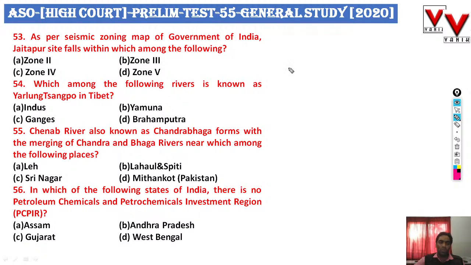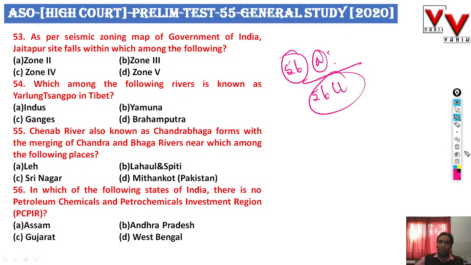Now we are going to discuss the next question, the 56th question: in which of the following states of India is there no petroleum, chemicals or petrochemical investment region? That is Assam. In Assam there is no petroleum, chemicals or petrochemical investment region, so the right answer to 56 is A only.